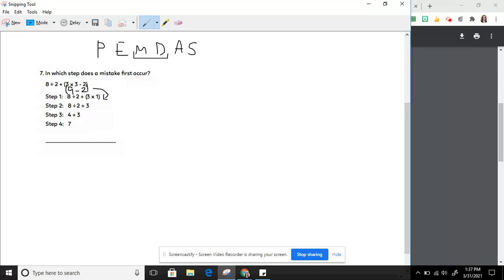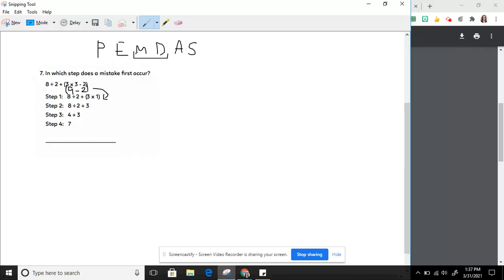Okay, so it looks like what they did is they did the subtraction first. 3 minus 2 would get you 1, and that would give you 3 times 1 in your parentheses, but that's not correct. Inside your parentheses, you still have to follow PEMDAS. They should have done the multiplication first.